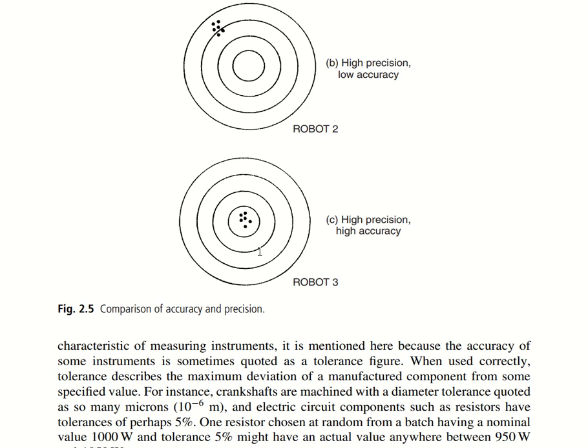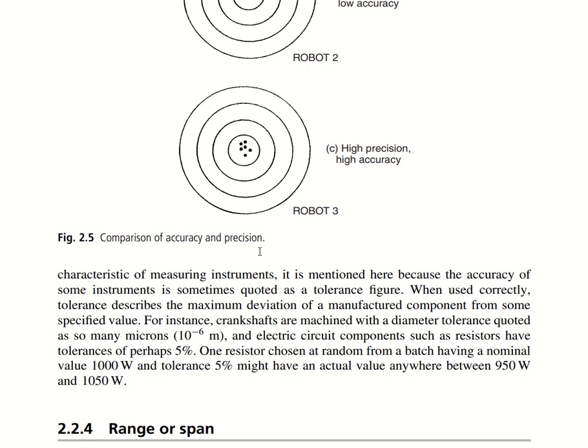For instance, crankshafts are machined with the diameter tolerance quoted as so many microns. Electric circuit components such as resistors have a tolerance of perhaps 5%, and one resistor chosen randomly from a batch having a nominal value of 1000 ohms and a tolerance of 5% might have an actual value anywhere between 950 ohms and 1050 ohms.